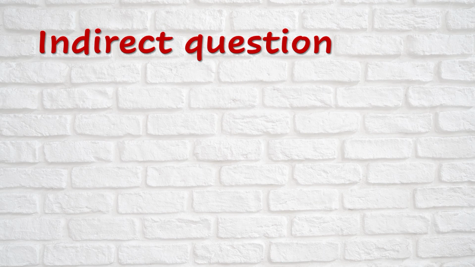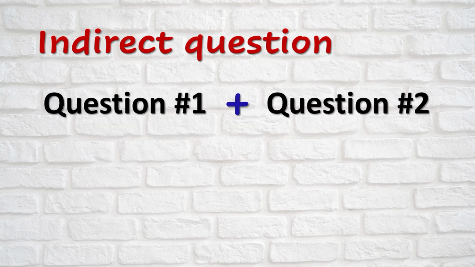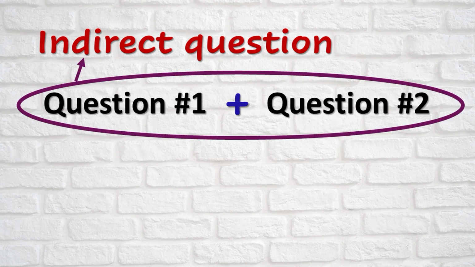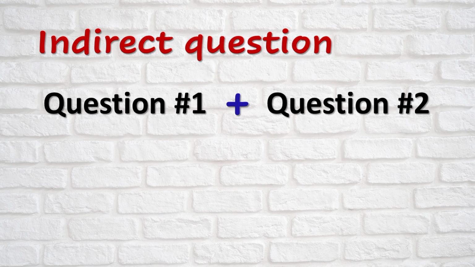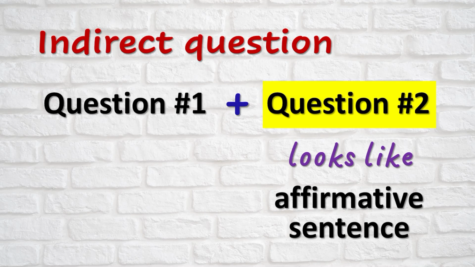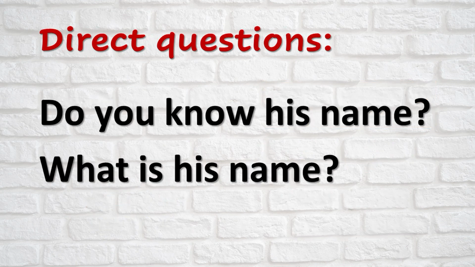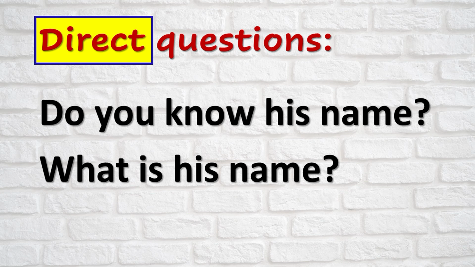Again, an indirect question has two parts. It can be considered two questions in one. One question and then another question. However, the second question has the structure of an affirmative sentence. This is very different from Spanish. We saw these two direct questions.